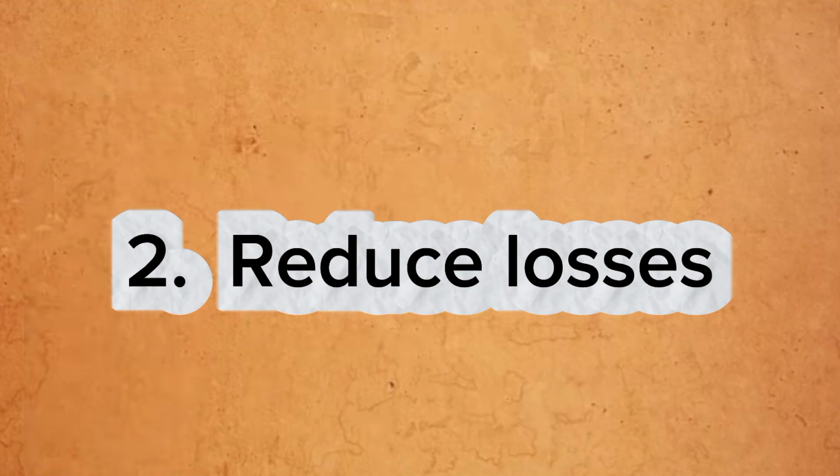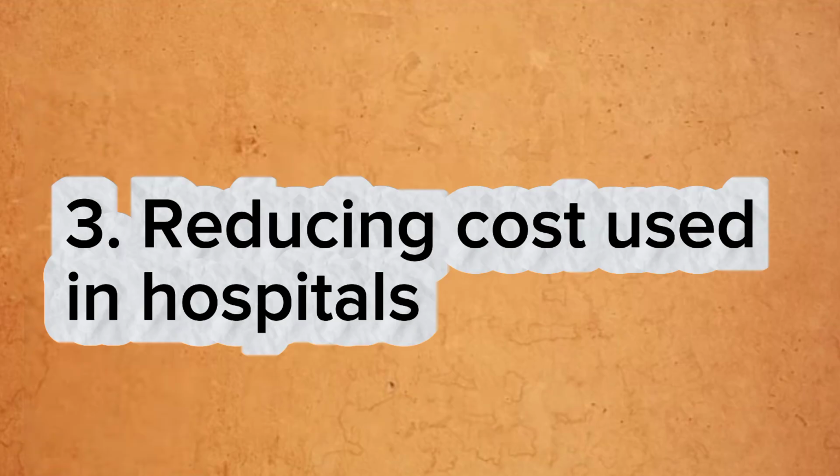Then number 3, reducing cost used in the hospitals. Naona mwezi mkamuangalia, lazima mtampeleka hospitali. Mnapompeleka hospitali obviously kuna pesa zinatumika. So hizo pesa ndio tunasema to minimize the cost used in the hospitals. To reduce cost used in the hospitals. Naona.